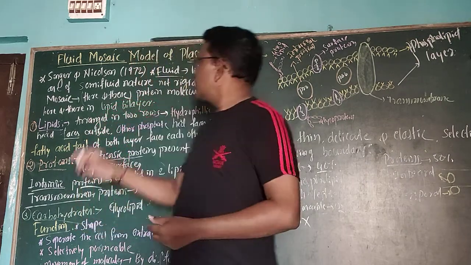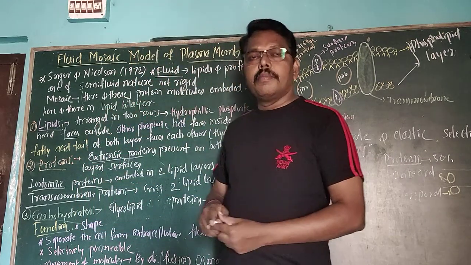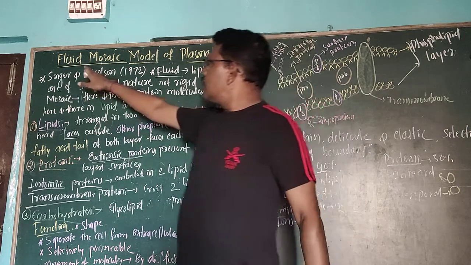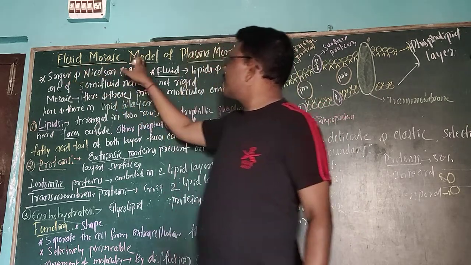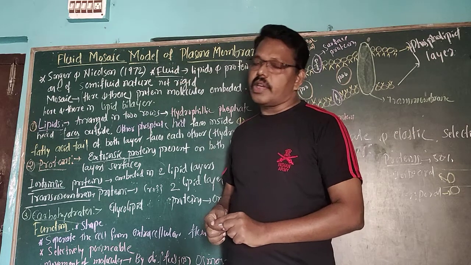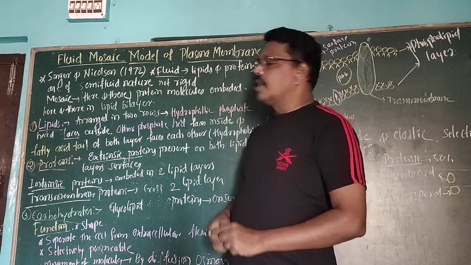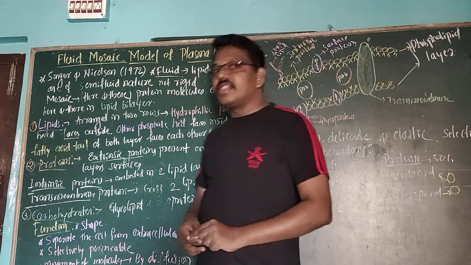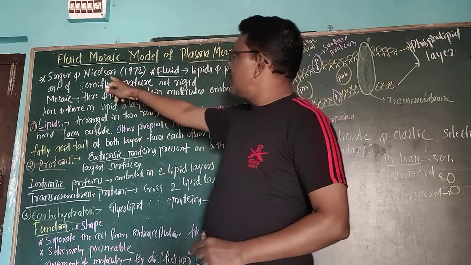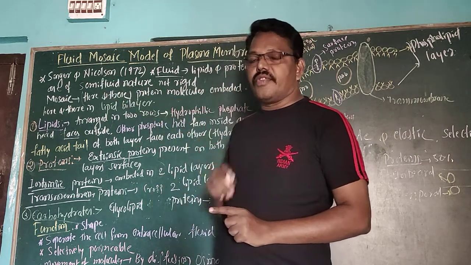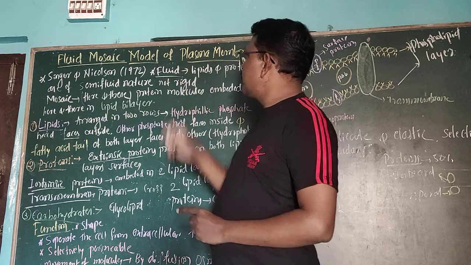Today we want to discuss the cell membrane. You can call it the plasma membrane. We want to study the fluid mosaic model of the plasma membrane, or the cell membrane. In 1972, Singer as well as Nicolson were the first persons to describe the plasma membrane.